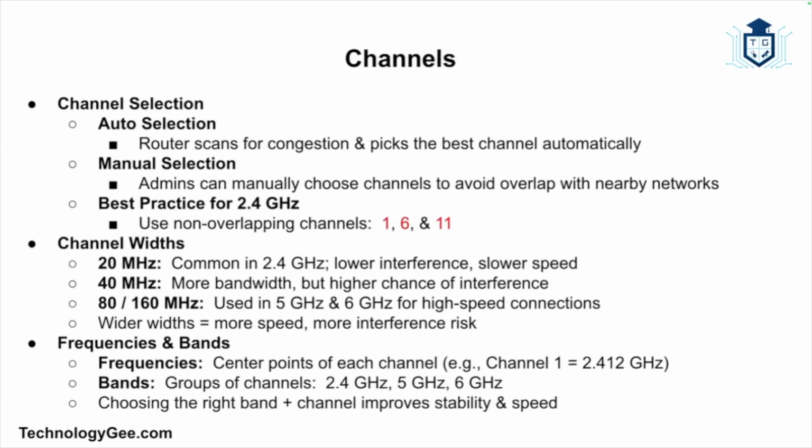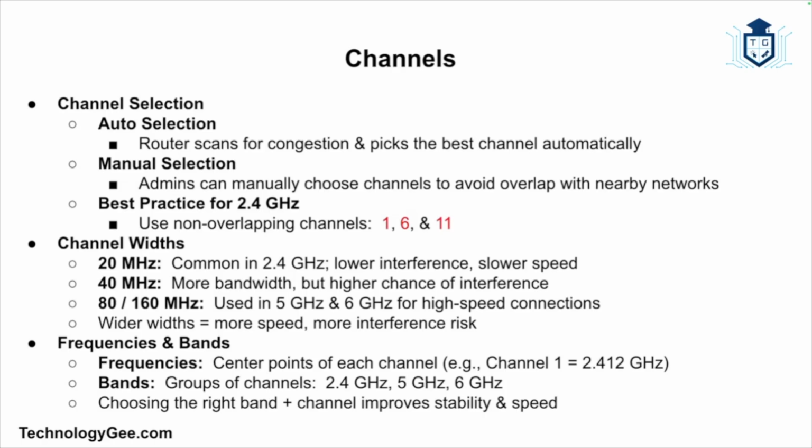And then there's channel selection. Routers can select channels automatically or allow manual configuration. When it comes to auto selection, the router scans the environment and picks the least congested channel. When it comes to manual selection, administrators can choose specific channels to avoid overlap with neighboring networks. And the best practice is to use non-overlapping channels like channels 1, 6, and 11 in the 2.4 gigahertz frequency band to minimize interference.